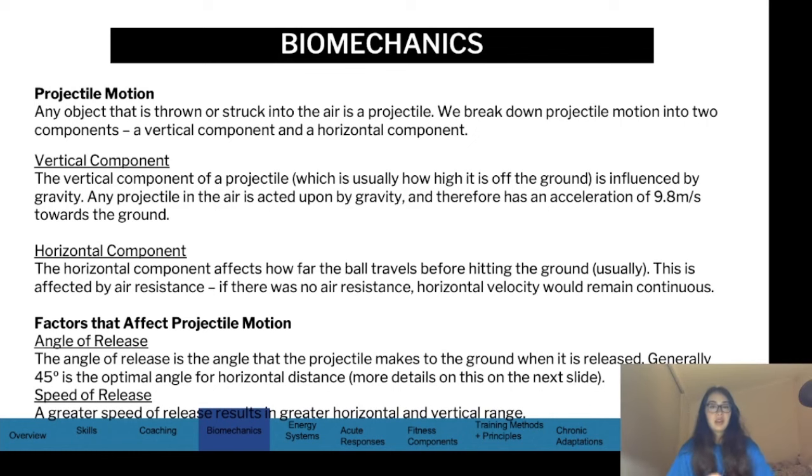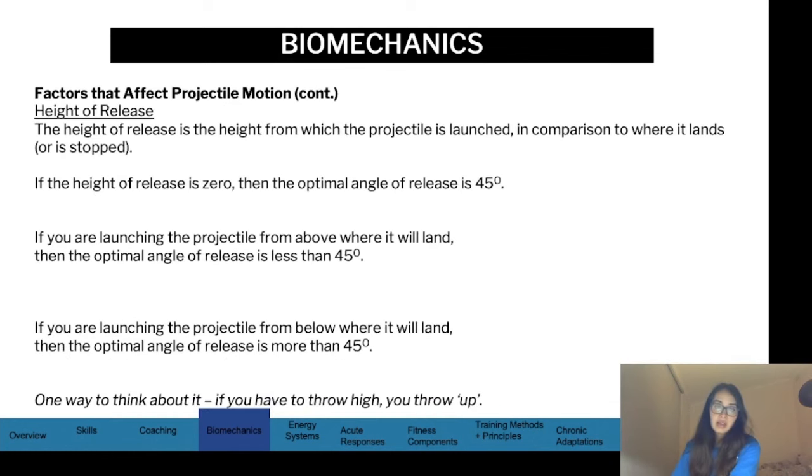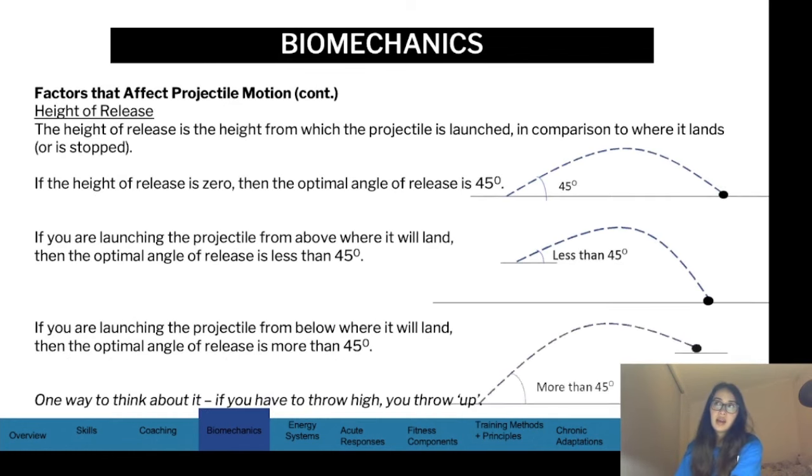A greater speed of release means you can throw it further, and a greater height of release can influence the projectile. Height of release is the height from which the projectile is launched in comparison to where it lands or is stopped. If the height of release is zero, then the optimal angle of release is 45 degrees. If you're launching the projectile from above where it will land, the optimal angle is less than 45 degrees. Whereas if you want to throw something up, you have to throw higher, so more than 45 degrees, okay?